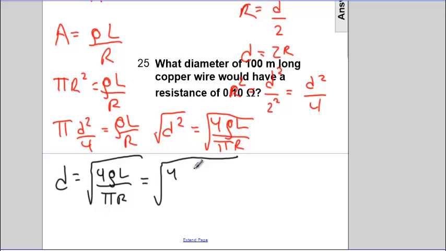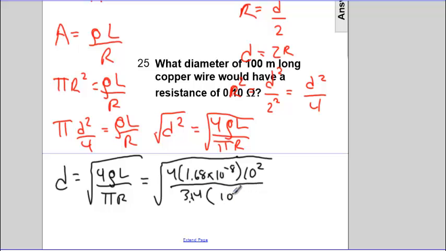which happens to be the square root of 4 times the resistivity of copper wire. Think back, we have to remember that. That is still 1.68 times 10 to the negative 8. Skipping units for just a moment, times the length, 10 to the 2 meters, that's 100, divided by pi, that's 3.14, sorry about that, times the resistance, 10 to the negative 1 ohms.